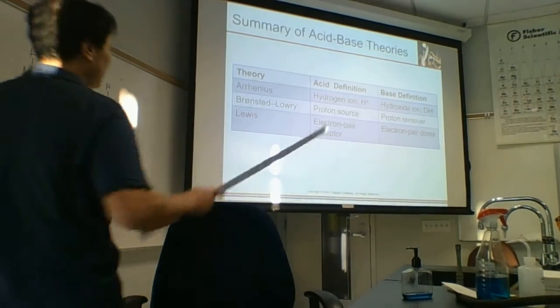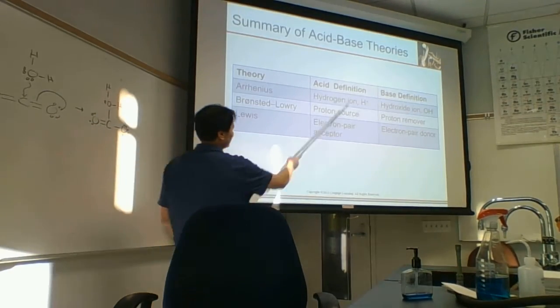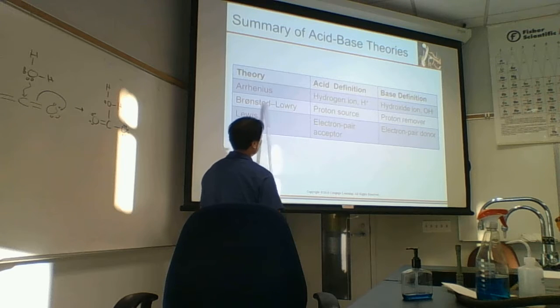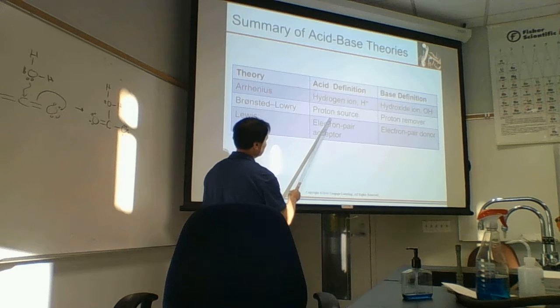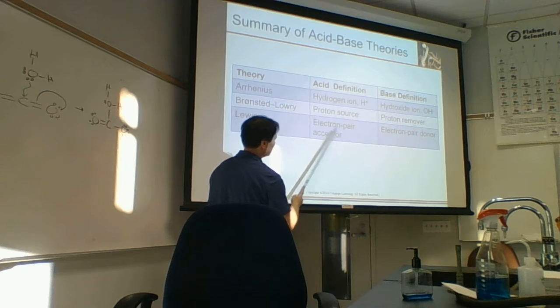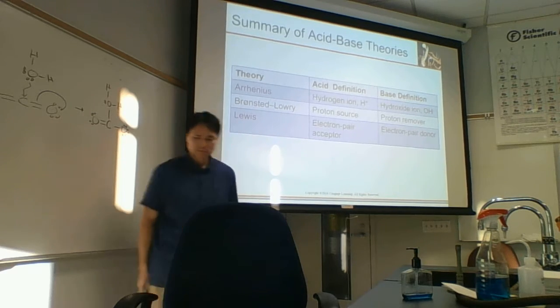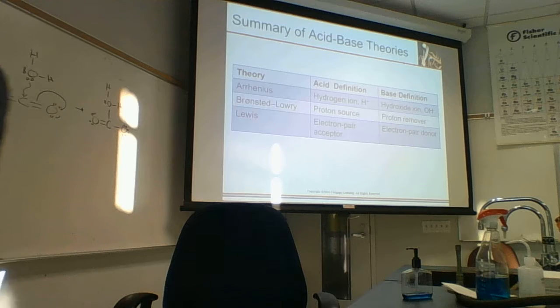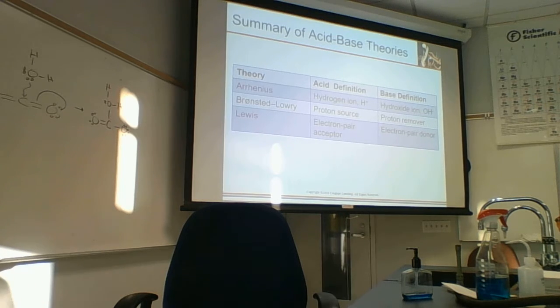So just to summarize here, Arrhenius is H plus and OH minus. We have Bronsted, which is proton source, proton remover. And then Lewis, electron pair acceptor, electron pair donor. We're going to use the last two.